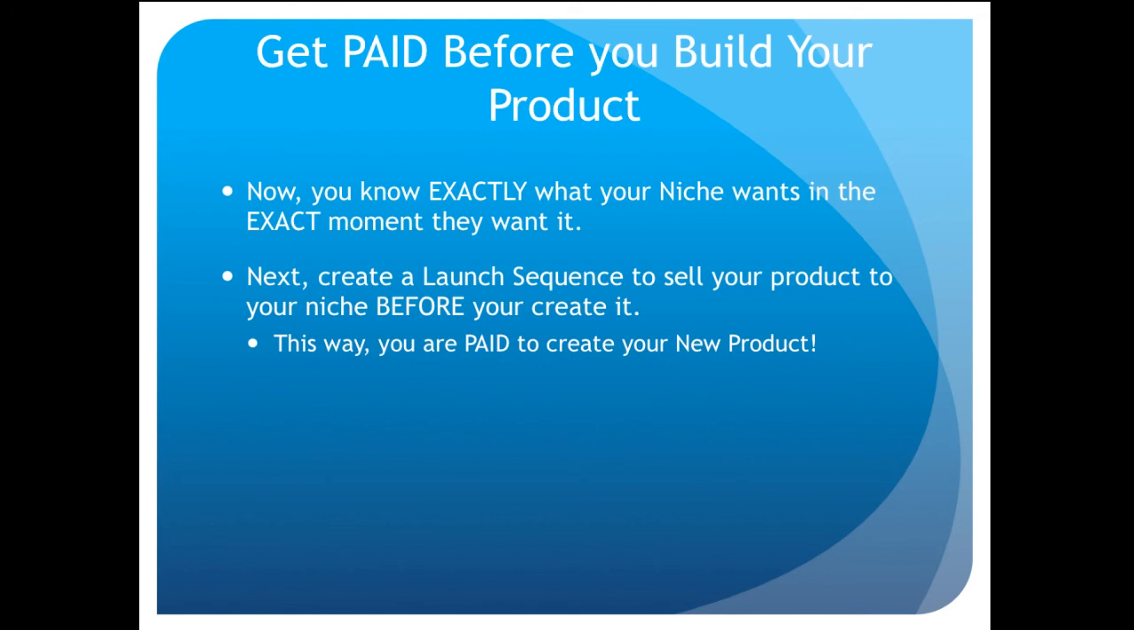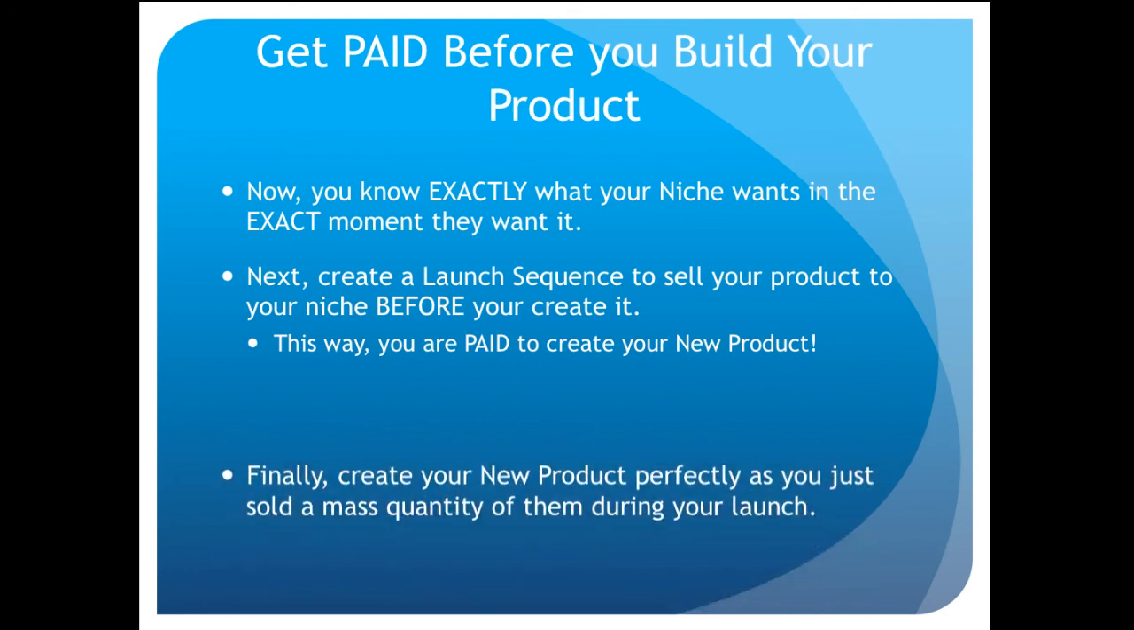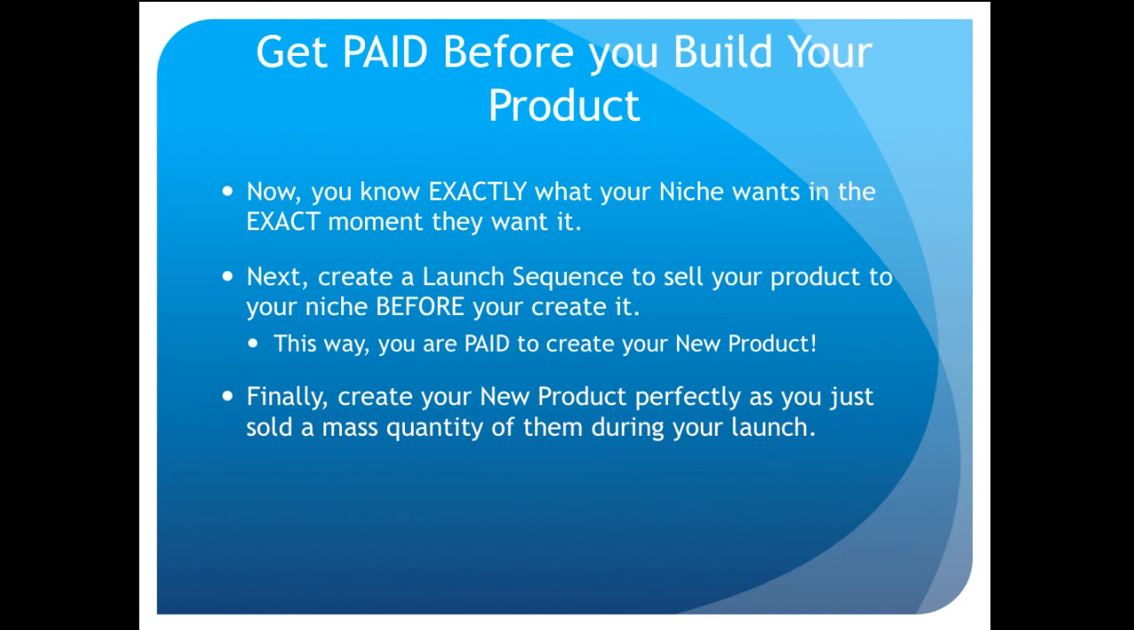Again, this is how all the large internet marketers do it. This is how you guys should do it. So when you actually sit down and create your product, you've been paid to do so. All right. Finally, create your new product, perfectly, as you've just sold a mass quantity of them during your launch. Let's say you sold 100 of them, 1,000 of them, 10,000 of them. Okay, so you now have a definitive amount of product that you've just sold, and now you sit down and you create that product. And then the last thing you need to do is simply fulfill your orders.